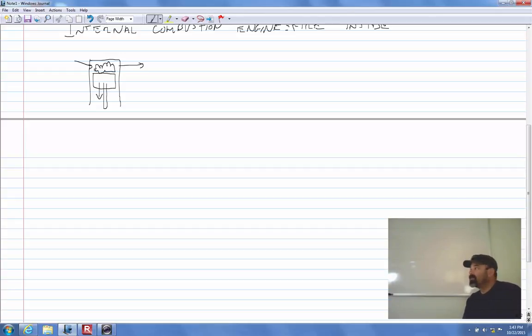So if any of those numbers change, whether it's the rate of acceleration, the total speed, or the mass, the horsepower is going to be affected one way or another.